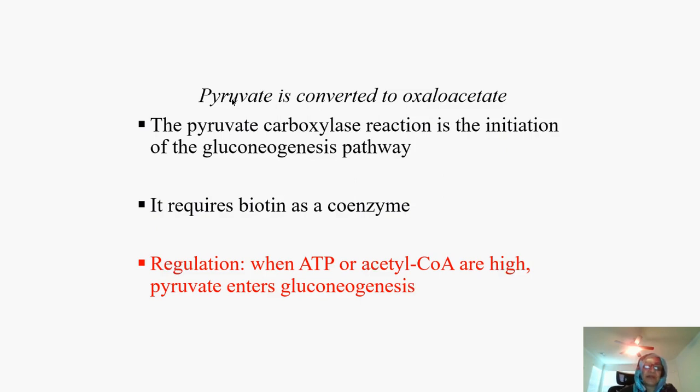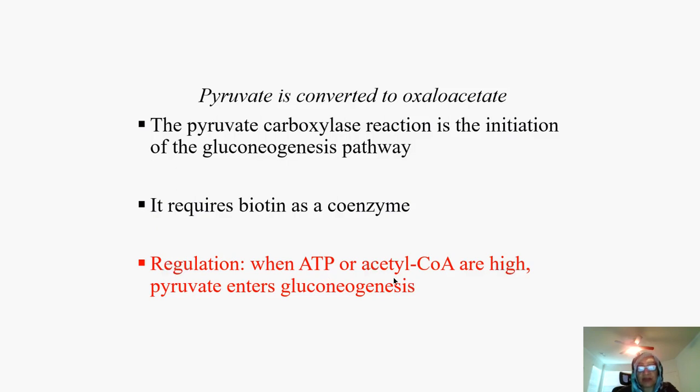The only difference between pyruvate and oxaloacetate is the number of carbons. Here, pyruvate has 3 carbons, oxaloacetate has 4 carbons. And when I say the difference, I mean from a structural point of view, and specifically I'm focusing on the number of carbons. So when ATP or acetyl-CoA are high, the liver has to have this energy, and if not, the liver cannot do gluconeogenesis.